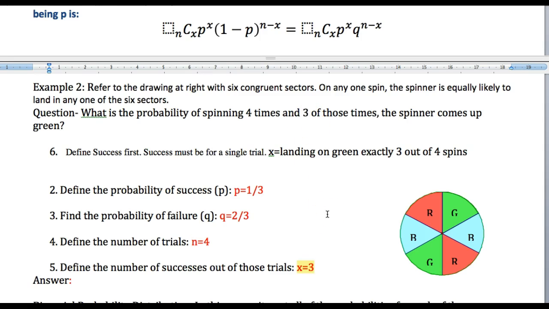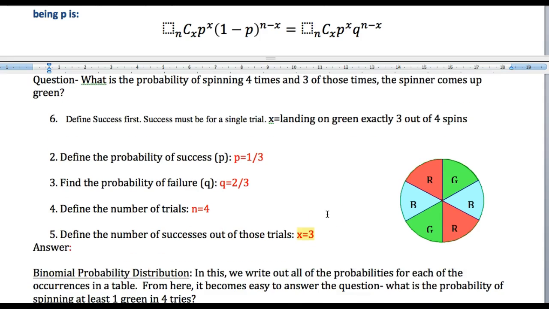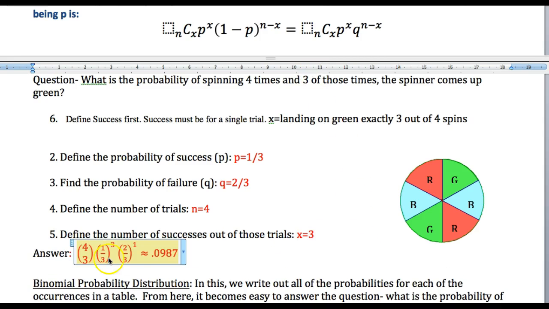And so now if we put this all together, using the binomial formula, this side's easier to look at, I think. We get 4, that's the number of trials, 3 is the number of successes, 1/3 to the 3, and then 2/3 to the 1, and we get this value right here. All right, so that's how you set up binomial probabilities. You use this formula right here. P is the probability of success, Q is the probability of failure, X is how many successes you have, N minus X is how many failures you have, and N is the number of trials.